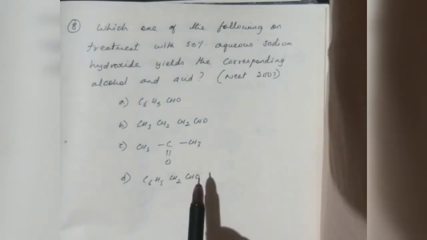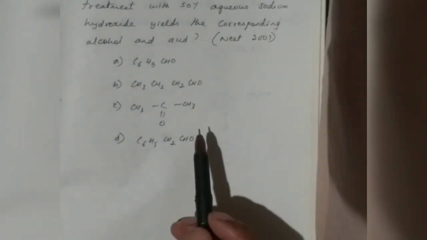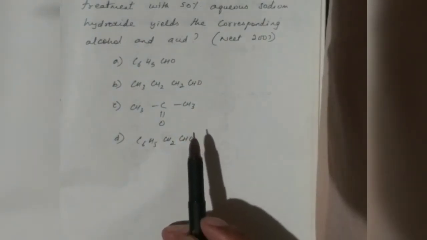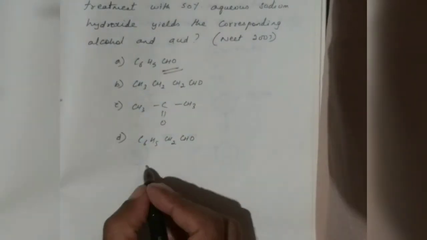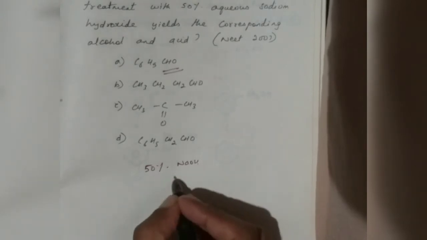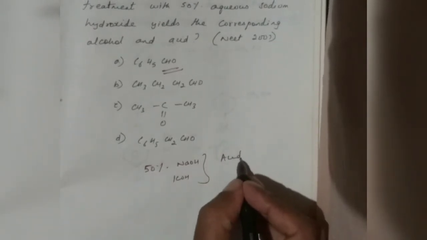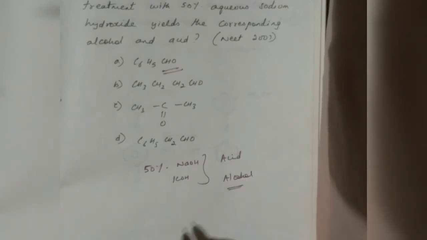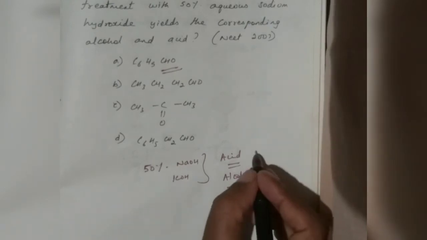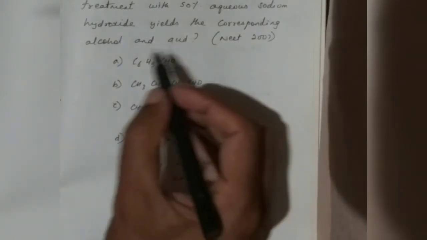So next question: which one of the following on treatment with 50% aqueous sodium hydroxide yields the corresponding alcohol and acid? So I think in the Cannizzaro reaction we discussed a lot this morning. So basically we know that one will undergo oxidation, the other will undergo reduction. So it will be the Cannizzaro reaction. And for the Cannizzaro reaction, the compounds which do not have alpha hydrogen, it will be benzaldehyde. So whenever we get 50% NaOH or KOH, and the product is an acid and an alcohol, it will always be the Cannizzaro reaction. The acid will be in the form of the ion, COO minus. So alcohol, acid, 50%, it always refers to the Cannizzaro reaction.